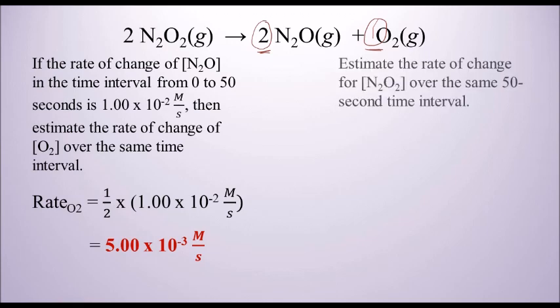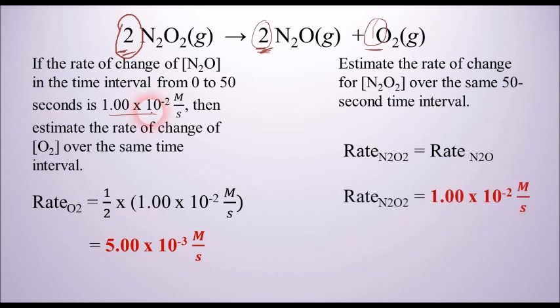Now, we could do the same thing and estimate the rate of change for N2O2 over that same 50-second time interval. There's our 2 right there, and so we see that the mole ratio is 2 to 2. That means the rate of change of N2O should be the same as the rate of change of N2O2. So if N2O was 1 times 10 to the negative second, then N2O2 should be equal to that. So it's also going to be 1 times 10 to the negative second molarity per second.